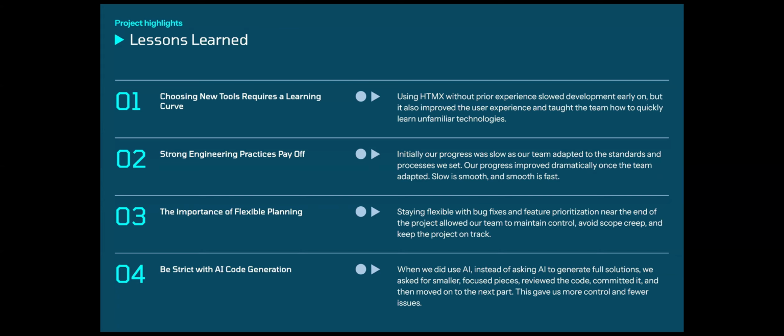3. The importance of flexible planning. Staying flexible helped us manage late bug fixes and feature priorities without losing control of project scope. 4. Be strict with AI code generation. When we did use AI, instead of asking AI to generate full solutions, we asked for smaller, focused pieces, reviewed the code, committed it, and then moved on to the next part. This gave us more control and fewer issues.